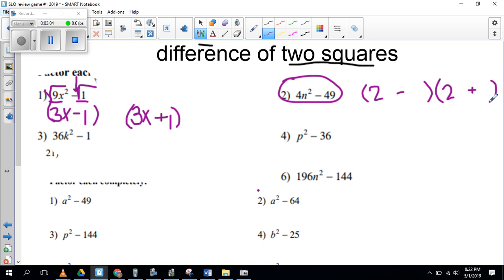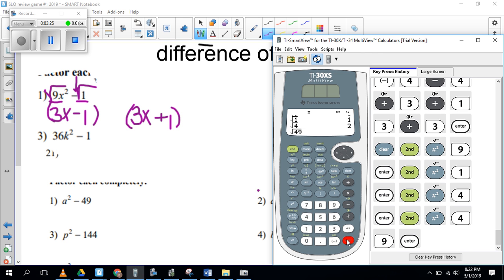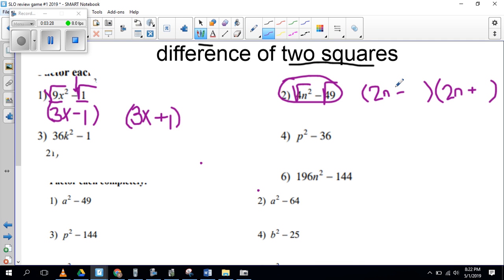Okay? And then remember, we have to take the square root of n squared. So n times n gives us n squared, so we'll put an n here and an n there. Then we'll take the square root of 49. Get your calculator, second, square root, 49, and we get 7. So we'll put 7 here, 7 there. So our answer will be 2n minus 7, 2n plus 7.